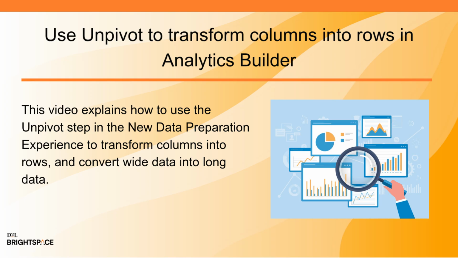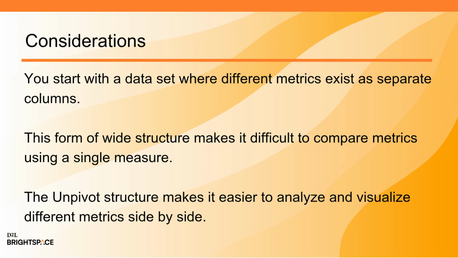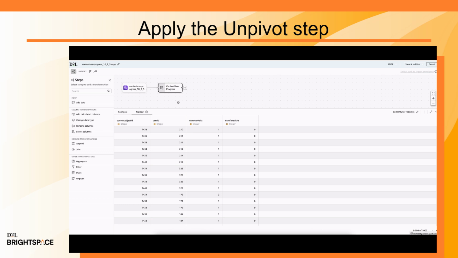This video explains how to use the Unpivot step in the new data preparation experience to transform columns into rows and convert wide data into long data. You start with a data set where different metrics exist as separate columns. This form of wide structure makes it difficult to compare metrics using a single measure. The Unpivot structure makes it easier to analyze and visualize different metrics side by side.